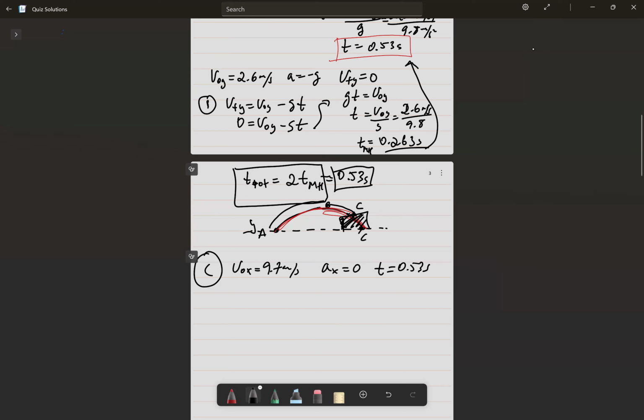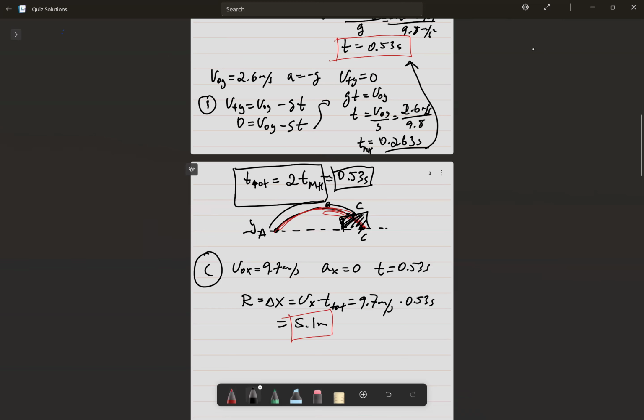And one equation we had for the range, which was the delta x, was just Vx times time. And obviously, this is the total time. So that means it's 9.7 meters per second times 0.53 seconds. Then we can calculate the range simply using that equation. So this would give us 5.1 meters. There you go.